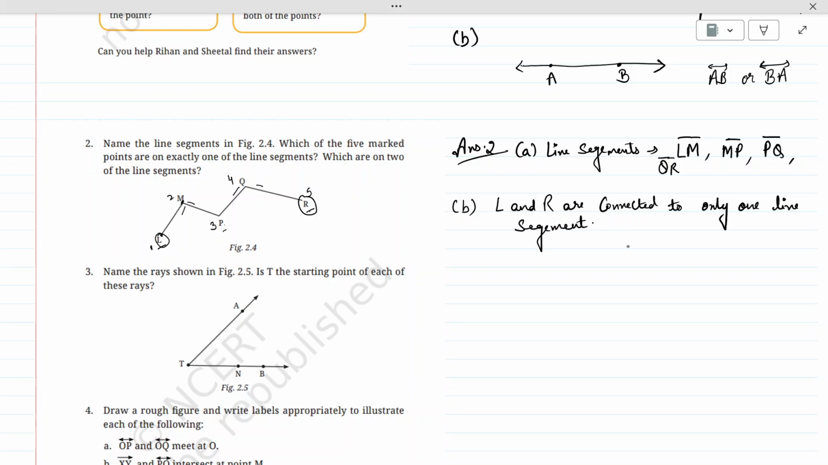Next, part C of the question is, which are on two of the line segments. So we just learned it was M, P and Q. They are connected to two line segments. So M, P and Q are connected to two line segments. Okay.